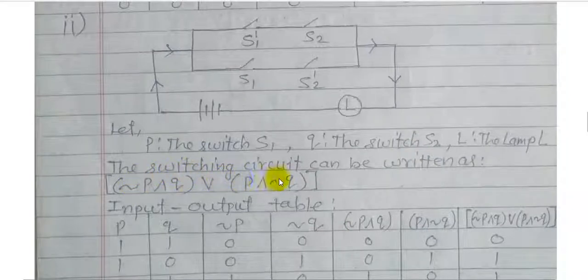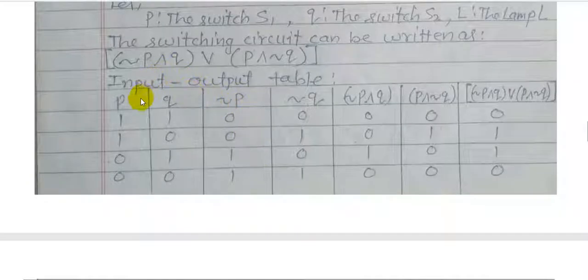Now see once again, the switching circuit can be written in symbolic form as negation P and Q for these two, and between them OR, and S1 and S2 dash, that is P and negation Q. Now the input output table. We write here P and Q because there are only two different letters in the whole statement. So for P 1100, for Q 1010. Then negation P means opposite of P, 0011. Negation Q means opposite of Q, so 0101.